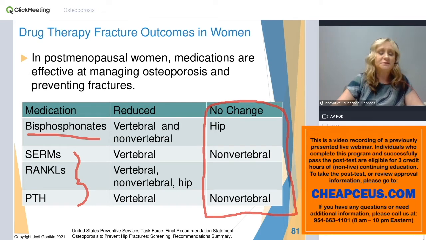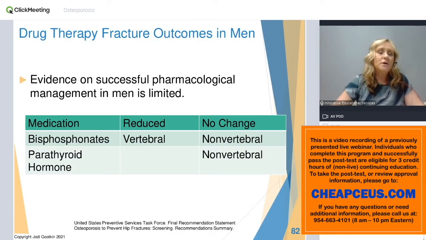Looking at the outcomes for men, there was one study that they found that was able to provide some information that the bisphosphonates did help with vertebral fractures. Research continues to be lacking in men, and that's one of the pushes to not only identify this population, but get more data on good ways to help manage them.